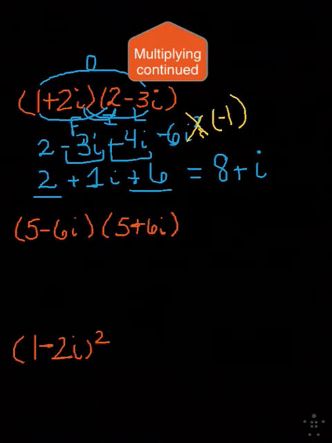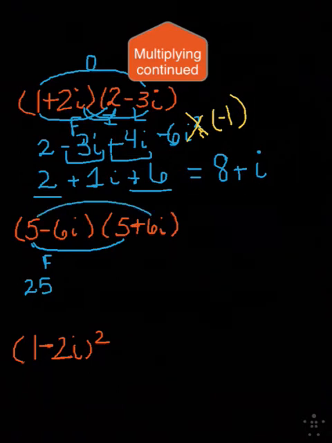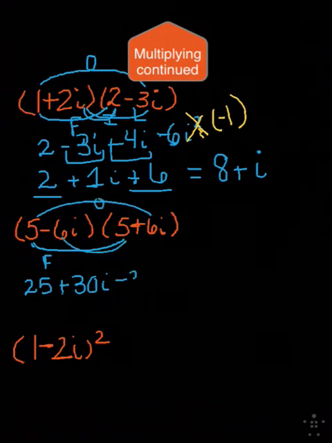All right. So on the next one, same thing. We're going to do the FOIL method again, distributing. That's all this is. So 5 times 5, that's our first term. So 5 and 5 gives us 25. Remember, multiplying here, not adding. Outside, so 5 times 6i is going to be 30i. Negative 6 times positive 5 is going to be negative 30i. That's inside.